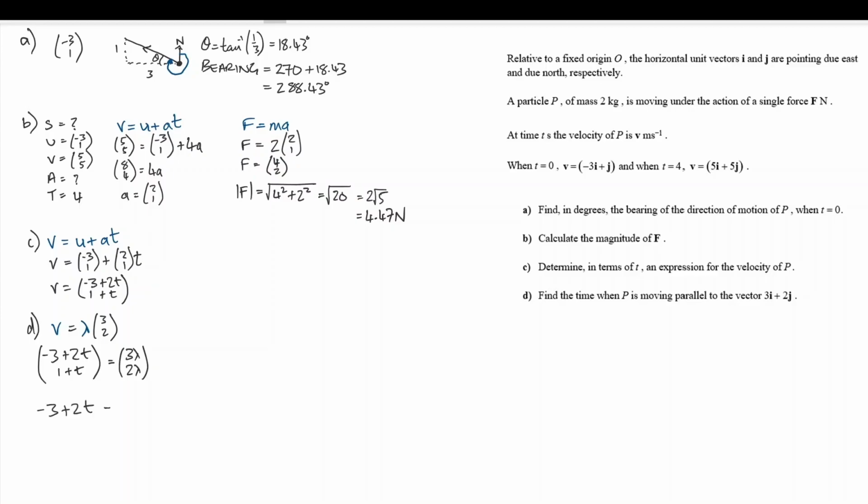From here, we're going to generate two equations: negative 3 plus 2t equals 3 lambda, and 1 plus t equals 2 lambda. We have two unknowns from two equations. Yes, these are simultaneous equations. Let's write those out again, and you can solve any way you want: your equation solver on your calculator, by substitution, or by elimination. Either way, we get these two results. Lambda equals 5 and t equals 9. So to answer the question, it will take 9 seconds before particle P is moving parallel to the vector 3, 2.